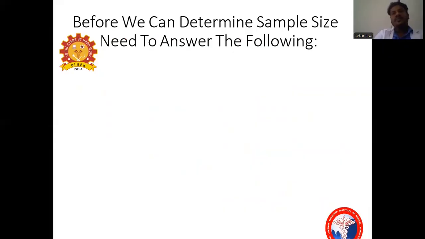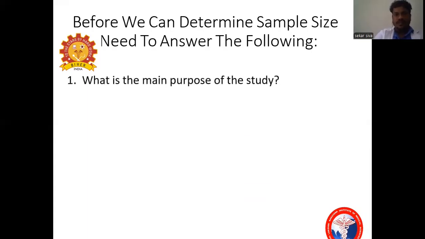Before we can determine the sample size, we need to answer the following questions. You should ask these questions before the calculation of sample size. What are the things we need to know about sample size? So, what is the main purpose of the study? Why are we conducting this study? For example, you are going to conduct a study on incidence of foot ulcer among diabetic patients. So here my aim is to find the incidence of foot ulcer among diabetics. What is the main purpose of this study? Why are you doing this study?